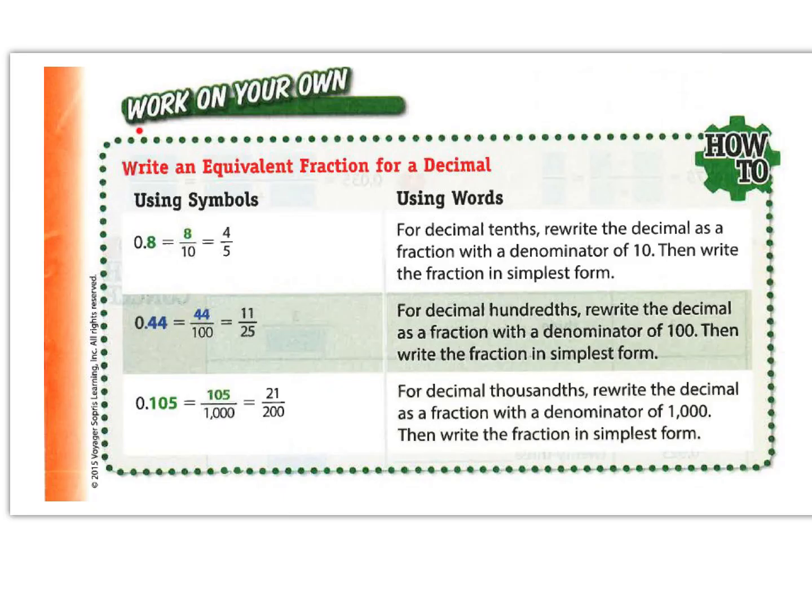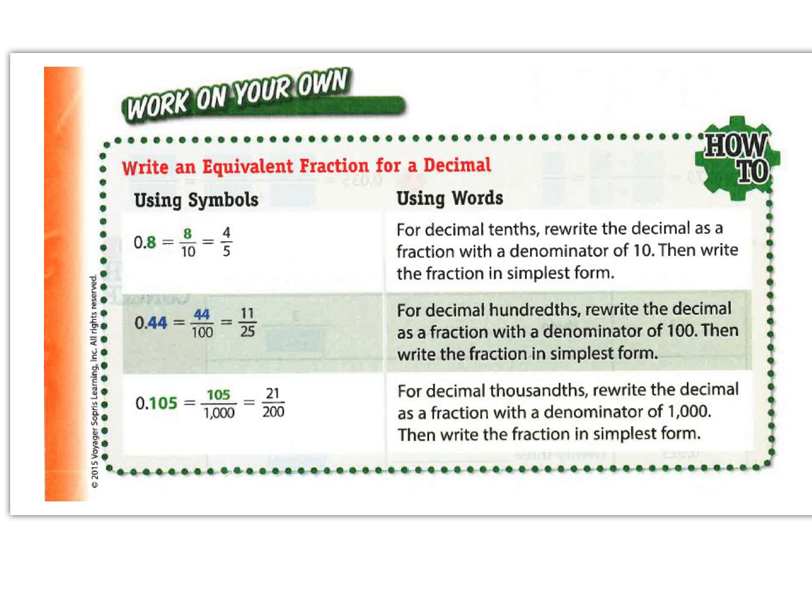So before you work on your own, write an equivalent fraction for a decimal using symbols. 0 and 8 tenths, that equals 8 tenths. Okay, then that equals 4/5. So for decimal tenths, rewrite the decimal as a fraction with a denominator of 10. Then write the fraction in simplest form. So this is in the tenths place, so you would write it as 8 tenths.